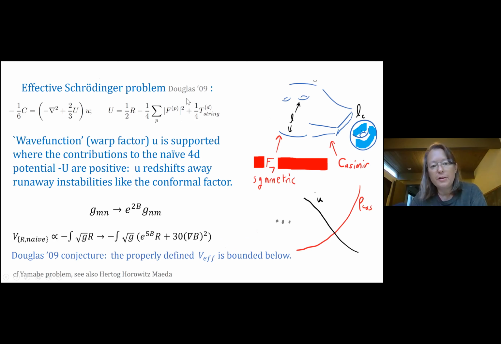There's a lot of physics in this whole framework of Douglas's. I mentioned that it's a linear equation for the warp factor u. What appears in the analog potential is actually minus the naive potential of the dimensionally reduced theory. What that means is that negative sources like the Casimir energy behave like potential walls in this analog Schrodinger problem. And the u, the wave function, screens those, so you don't get rampant instabilities.